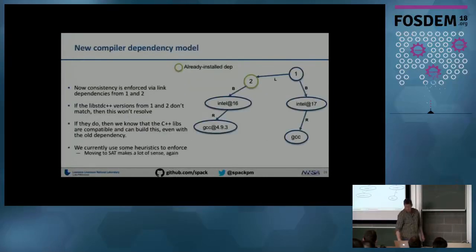So the new dependency model looks kind of like this. If I have that DAG from before, now I say, OK, these compilers here, I need to figure out some way to get their standard C++ synced up. So I have them impose a link dependency on the thing that they're building.